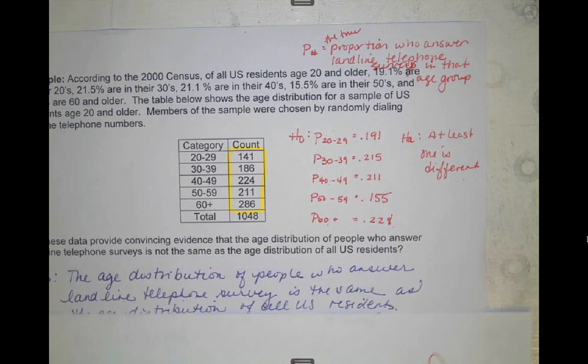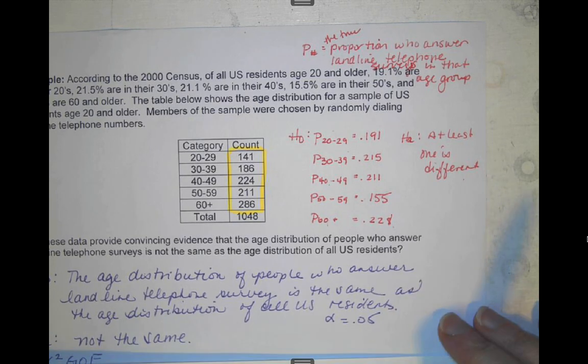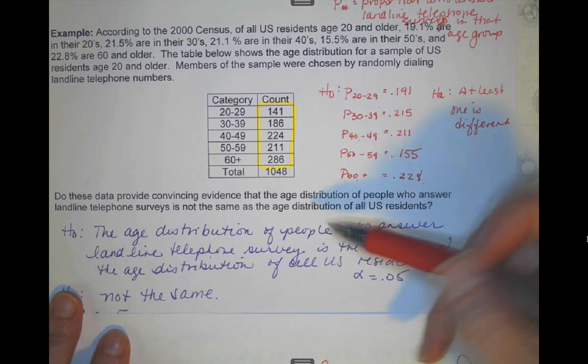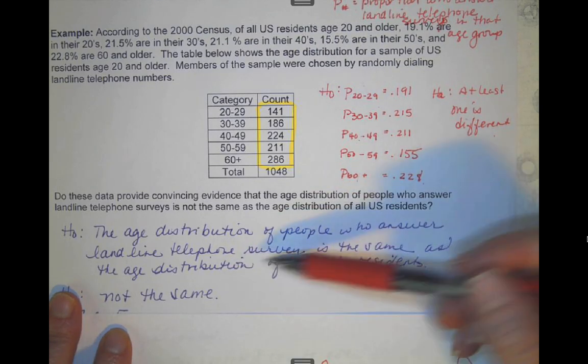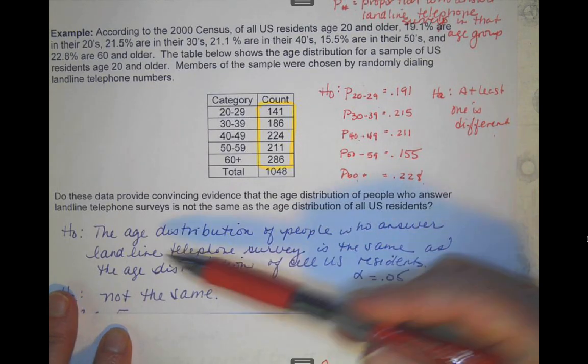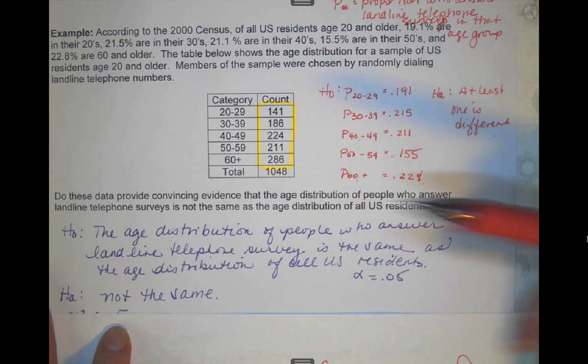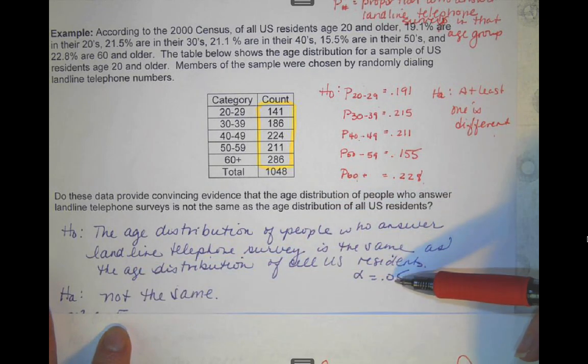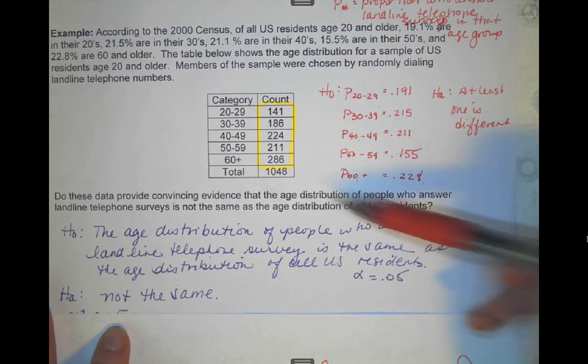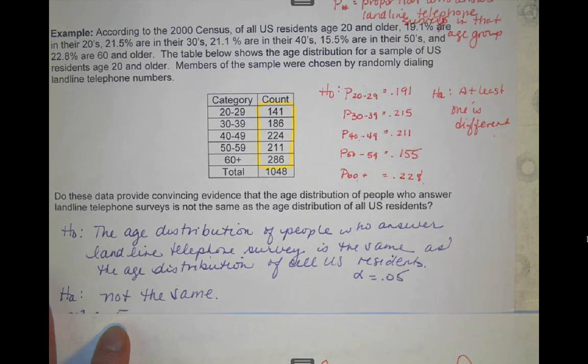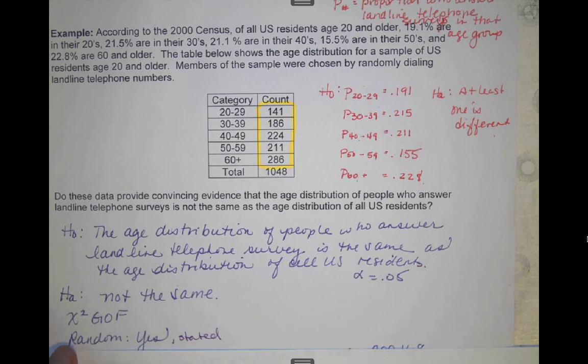The other way you could do it is I could write it out like this. The age distribution of people who answer landline telephone surveys is the same as the age distribution of all U.S. residents. And then the alternative would say that it's not the same. Again, I didn't write everything out. I picked a significance level up here because they don't give me one in this problem. This is a goodness of fit test. It does state that it's random.